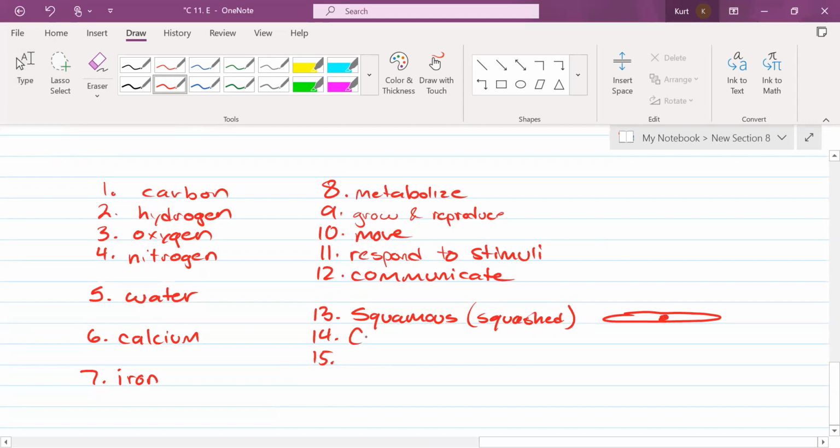Next is cuboidal. Guess what those are shaped like? They look like this. Nucleus inside. And columnar. They look like this. Nucleus inside. Squamous, cuboidal, and columnar.